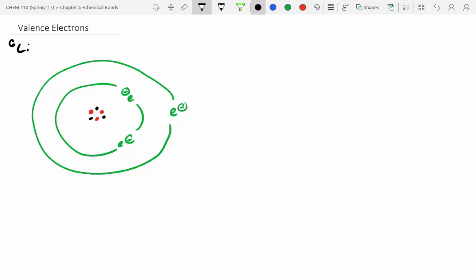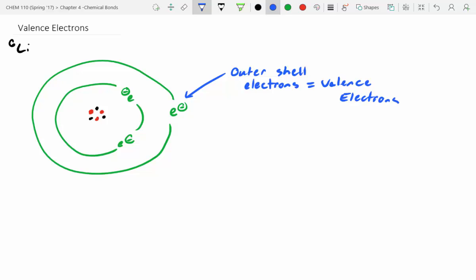which would be lithium-6. And we said that these outer shell electrons equal our valence electrons. And these tend to be the most reactive. How can we normally tell the number of valence electrons that an element has? The periodic table. What on the periodic table in particular?